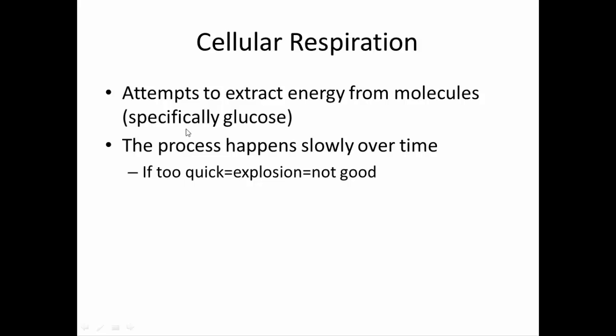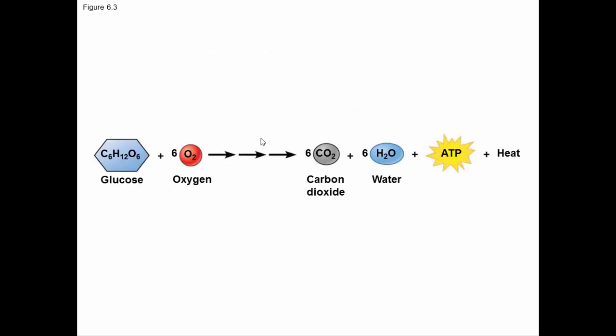And as you can imagine, this process happens slowly over time. Whereas an exergonic reaction like TNT happens very quickly and creates an explosion, the cell doesn't want that to happen. It wants energy released really slowly over time so that not too much heat or other detrimental chemicals are produced and kill the cell. So essentially cellular respiration is a slow process.